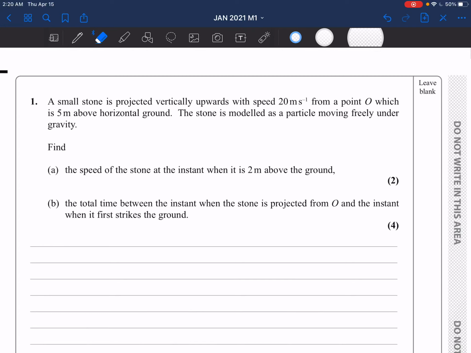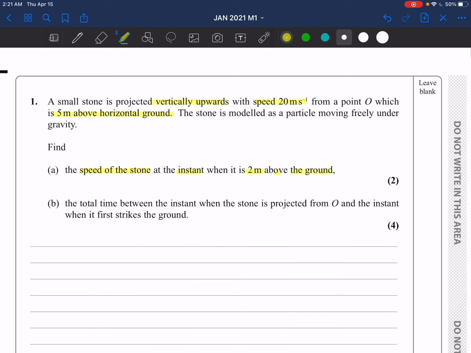Question number 1. A small stone is projected vertically upward with speed 20 meters per second from a point O, which is 5 meters above the ground. The stone is modeled as a particle moving freely under gravity. Find the speed of the stone at the instant when it is 2 meters above the ground.